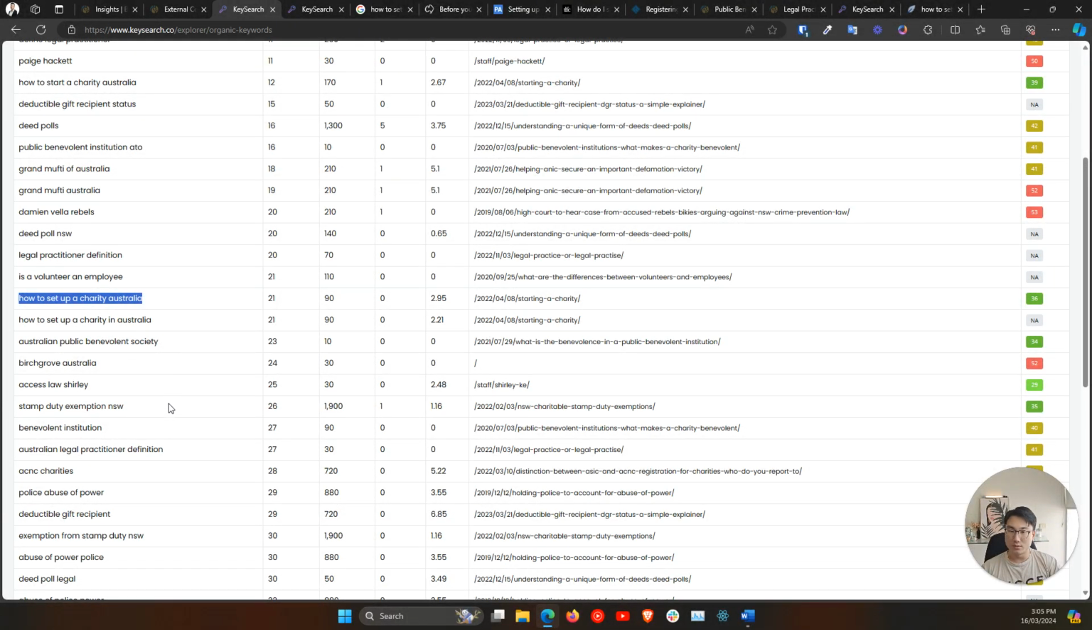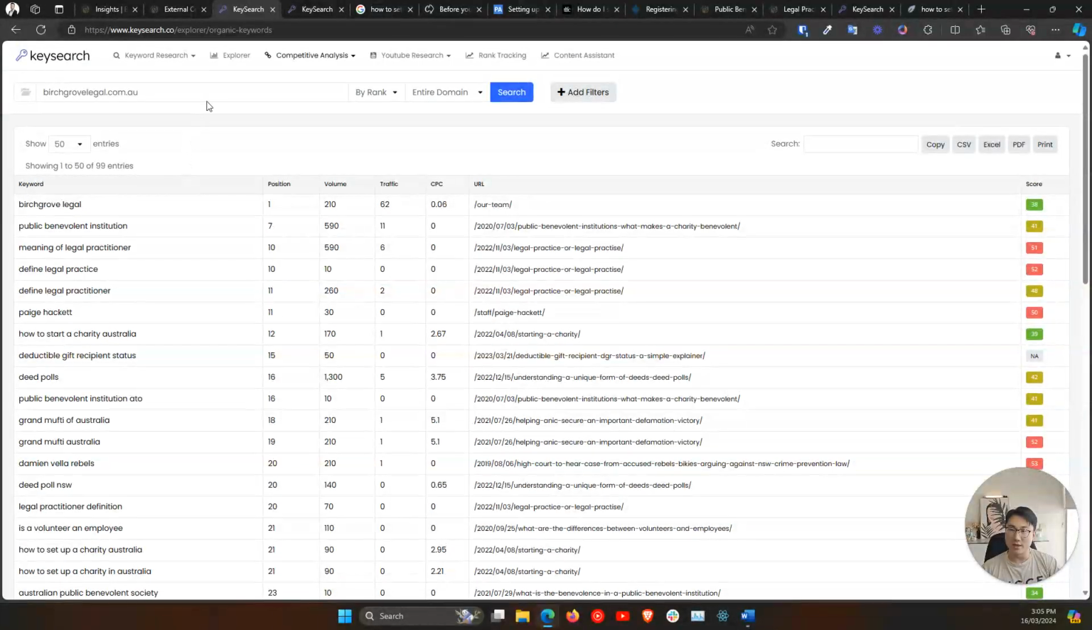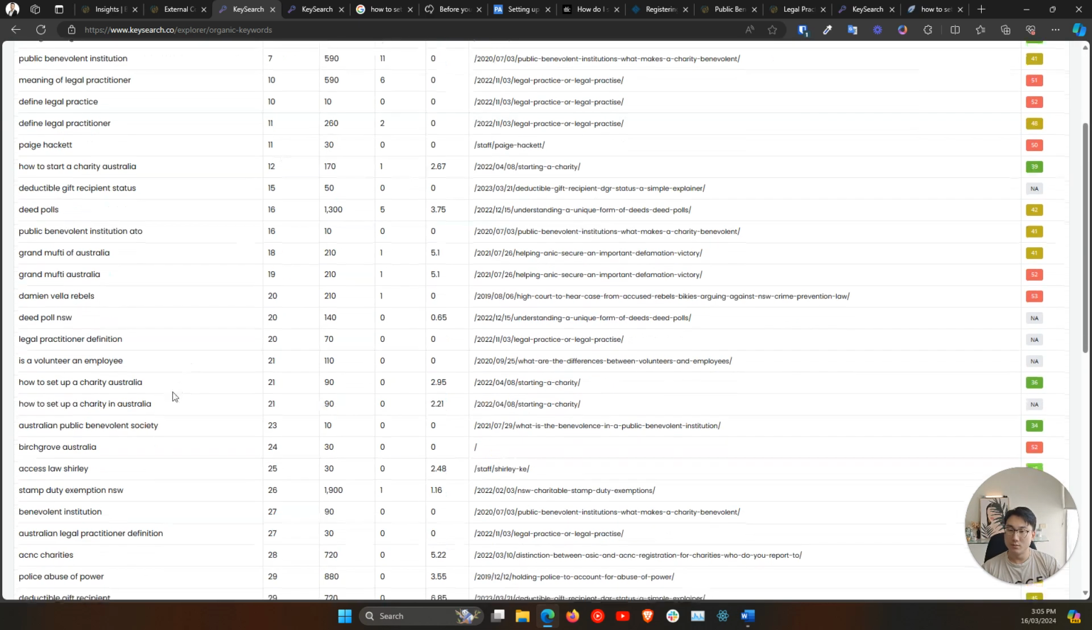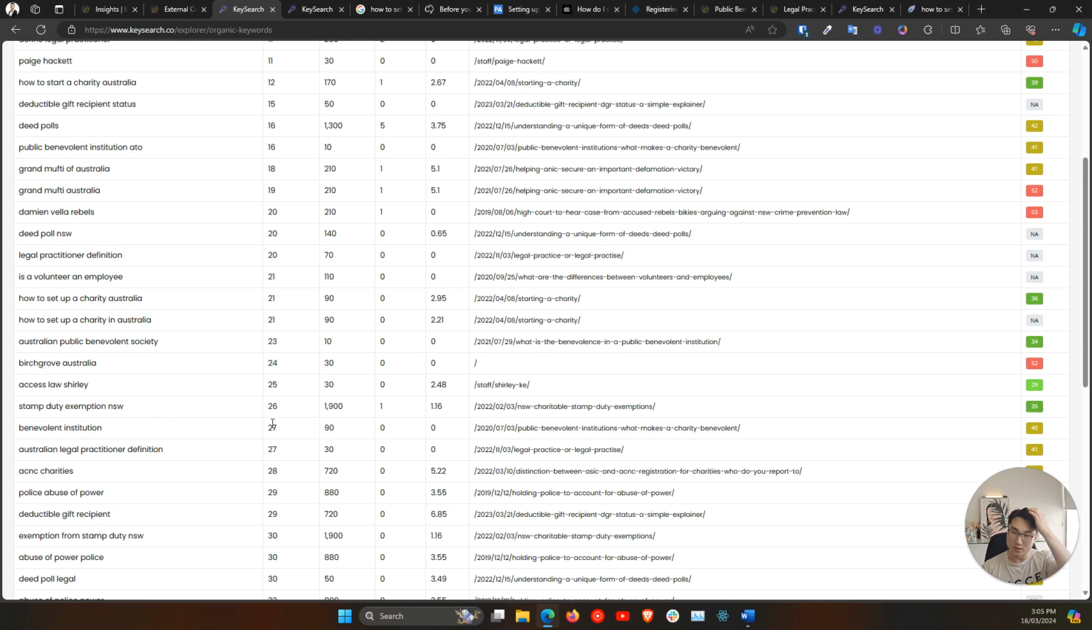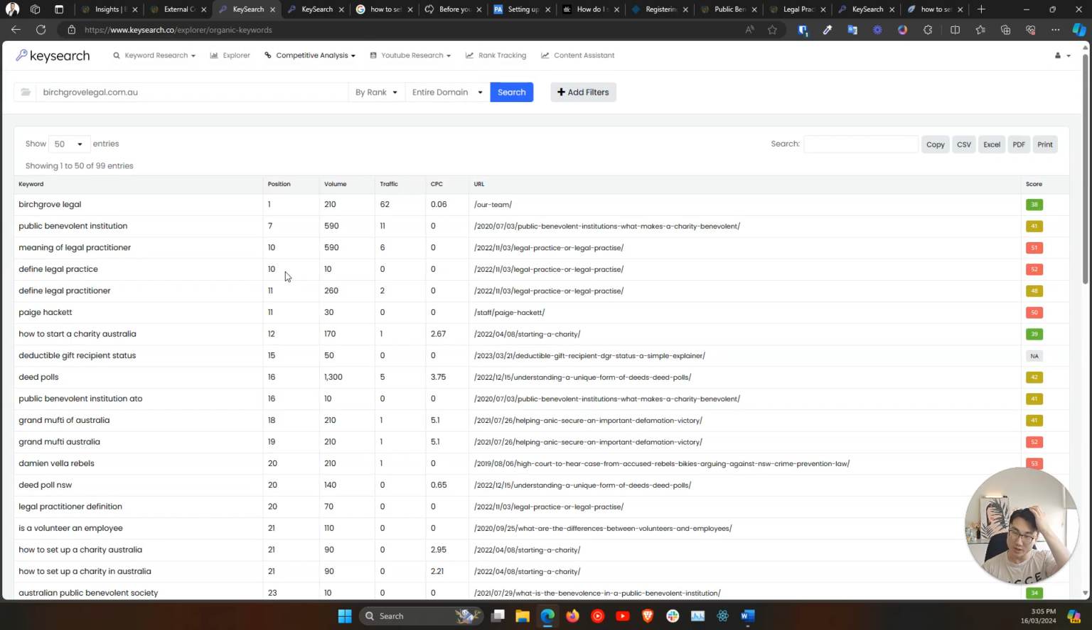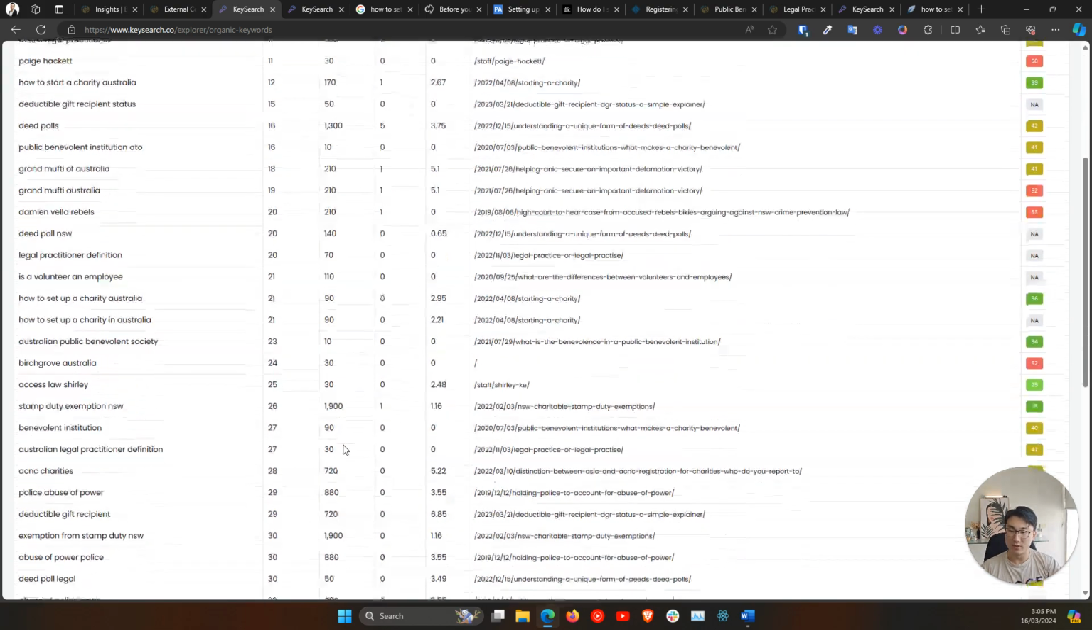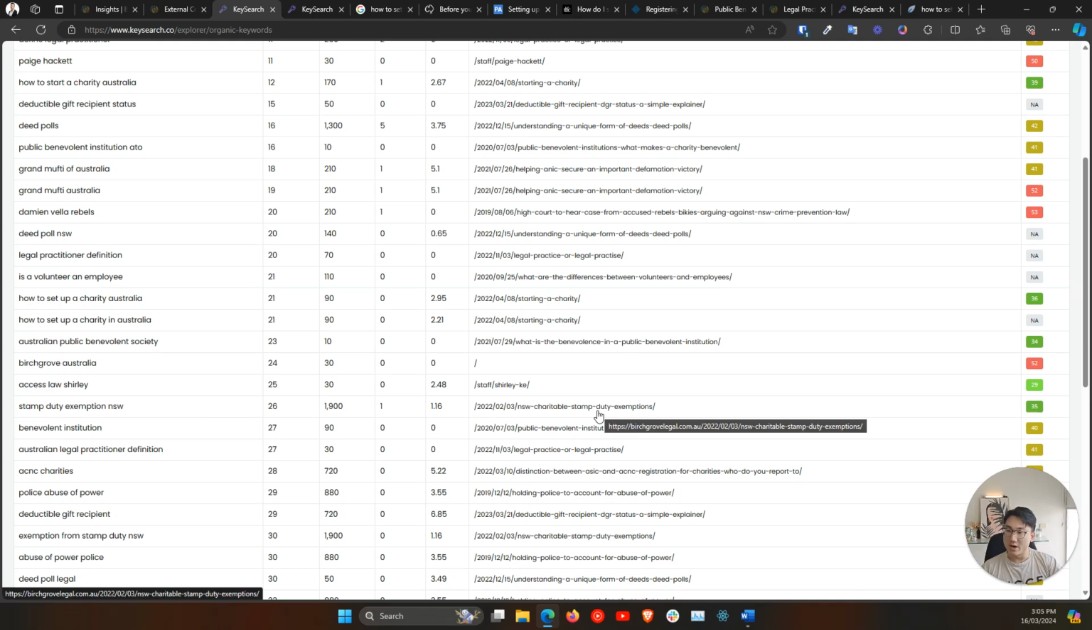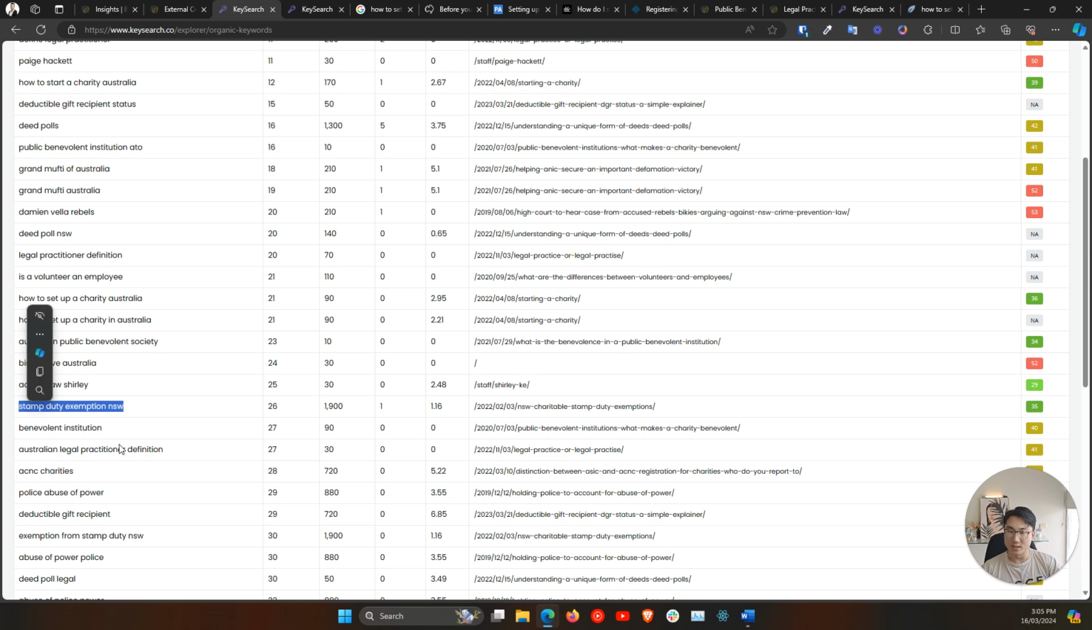Next one. So I'm looking at the highest ranking articles for Birch Grove Legal, and I'm firstly looking at which key term has rather high volume, and then seeing what the topic is about. New South Wales charity stamp duty exemptions. Okay, but this is for stamp duty exemptions.